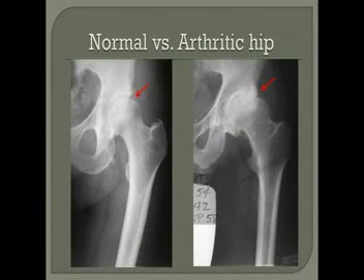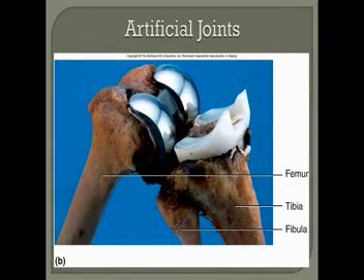Here's an example of a normal versus arthritic hip. Where the arrow is pointing to on the left, you can see a good joint space between the two bones, and on the right hand side you can see that the two bones are actually making contact. You can see why arthritic hips are very painful.